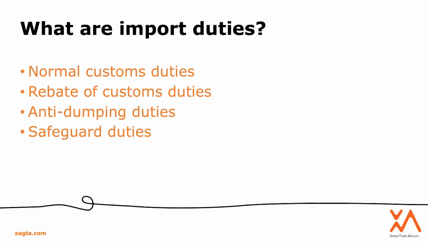And then we have safeguard duties. Safeguard duties are there to offset an unexpected spike in import volumes. They don't allege a particular offense like an anti-dumping case, but they do say that the domestic industry needs some temporary relief. And so these could be considered, if you like, an emergency measure.